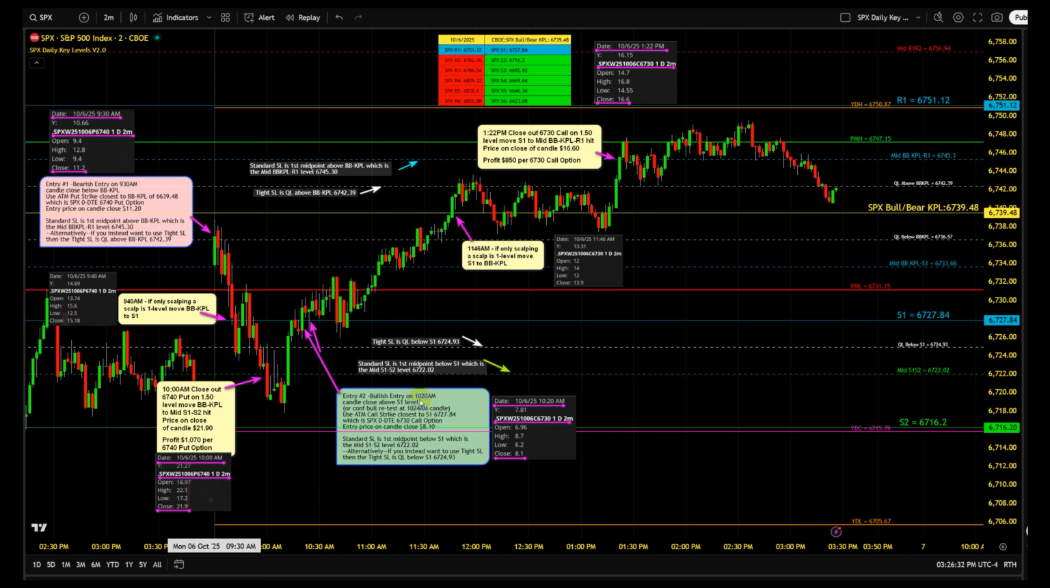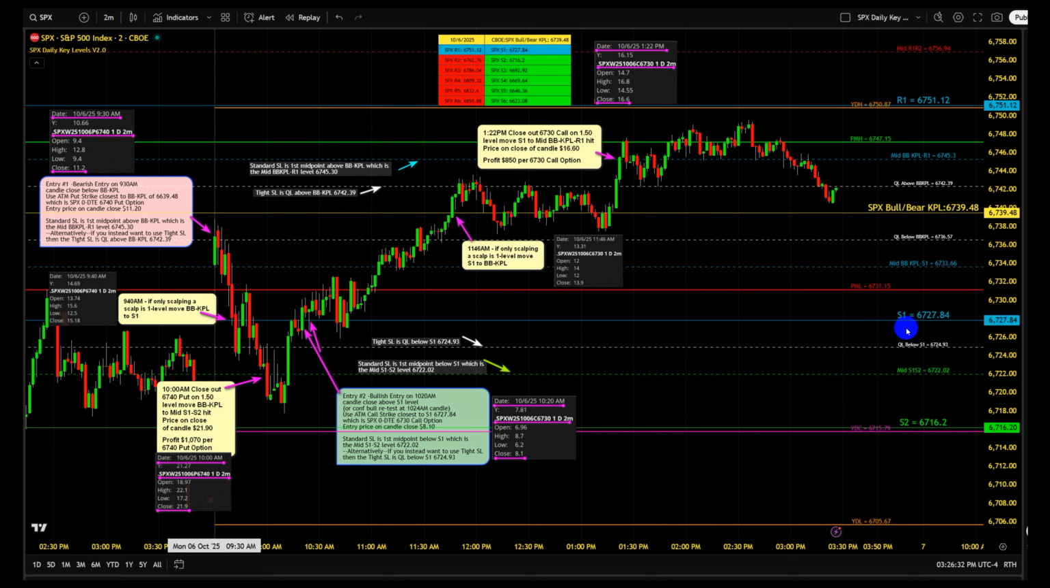Bullish entry on 10:20 a.m. candle close above S1 level on this candle here, and then a confirmable retest on 10:24 a.m. candle, which is this candle here. Okay, so this would be a bullish entry. So on this bullish entry, the level it's derived from, remember this first trade here was derived from the bull bear KPL. Well, this trade here is derived from the S1 level.